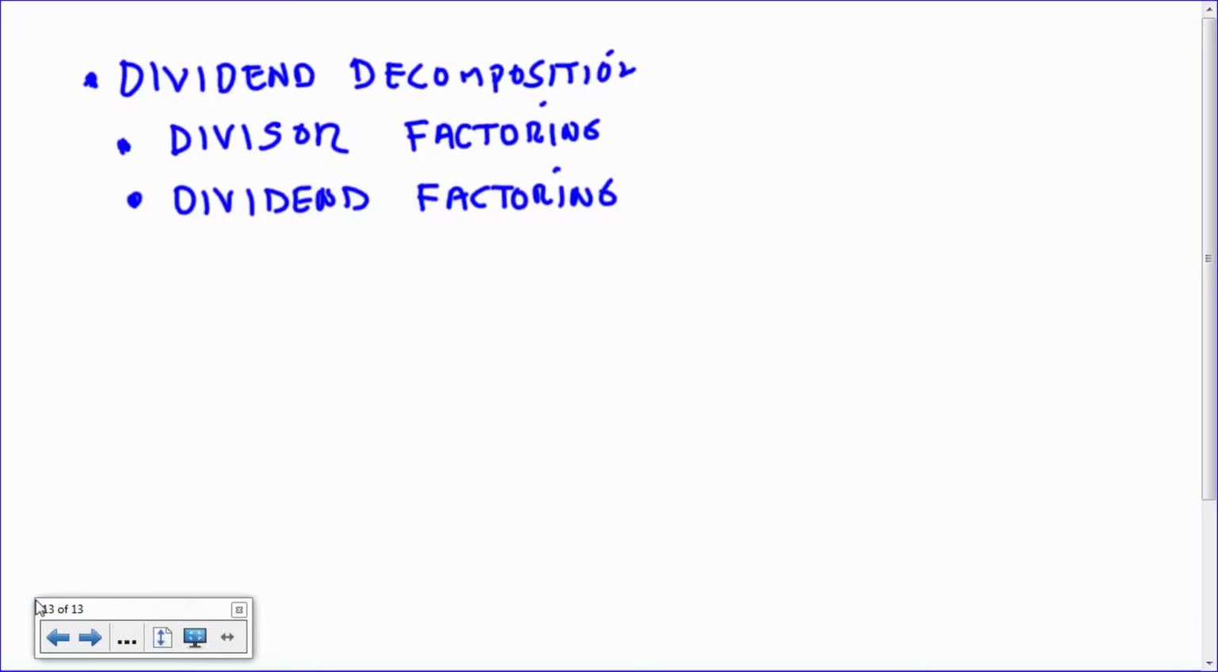I'm going to write down an expression that'll indicate the nature or the idea behind the strategy of dividend factoring. So I'm going to take a dividend, and I'm going to already have it factored. So I'm going to take 12 times 17. And let's suppose I'm dividing this by, let's say, 6. And I want to know, if I take this dividend and divide it by 6, what's the quotient?